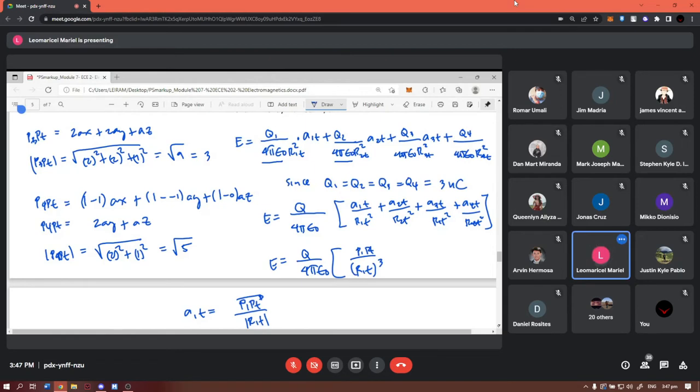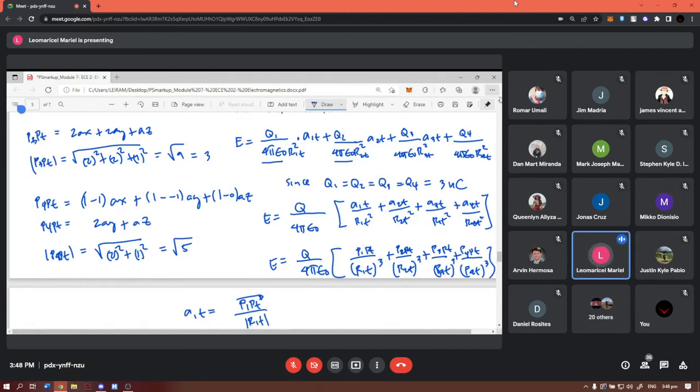Bakit naging cube? Yung R1T square mo, mumultiply mo ng R1T. Kaya magiging R1T cube. Plus P2 PT over R2T cube plus P3 PT over R3T cube plus P4 PT over R4T cube. Yan. Yan ay magiging sagot nyo.